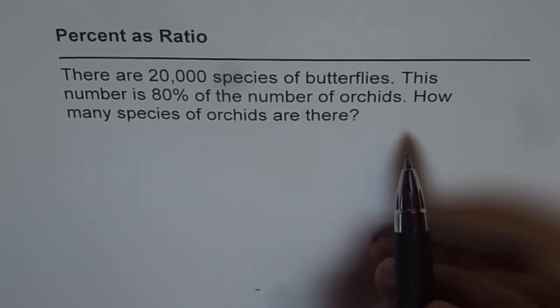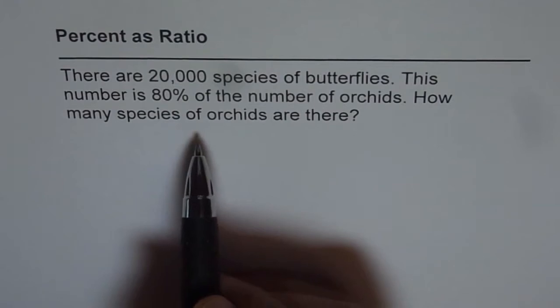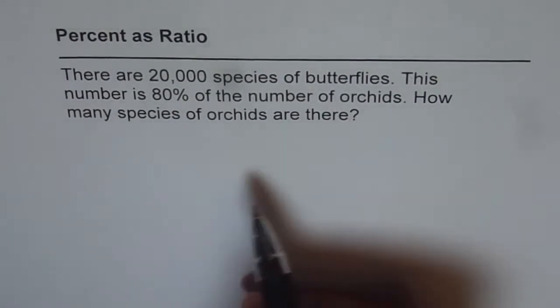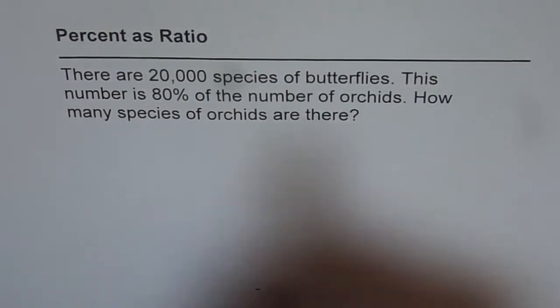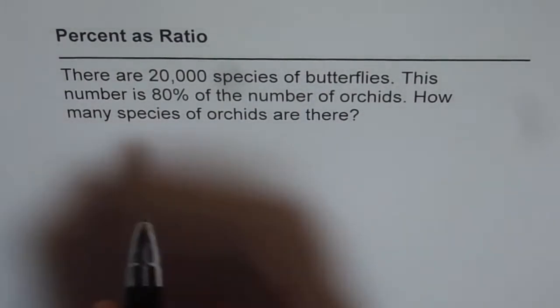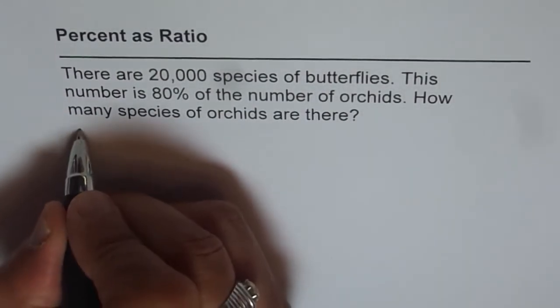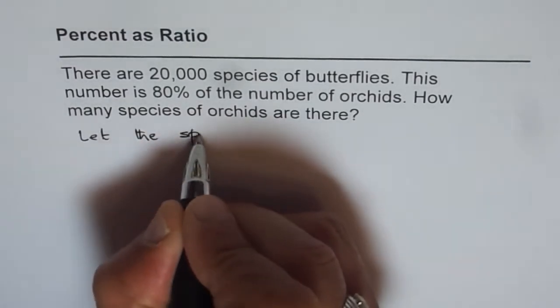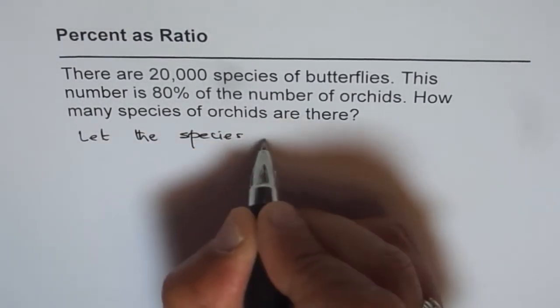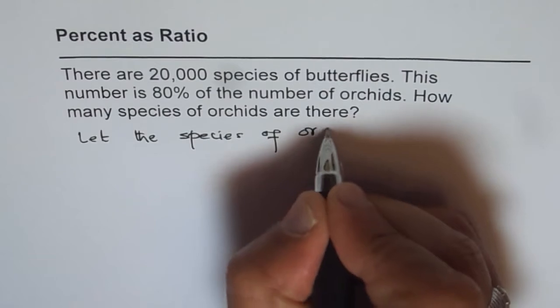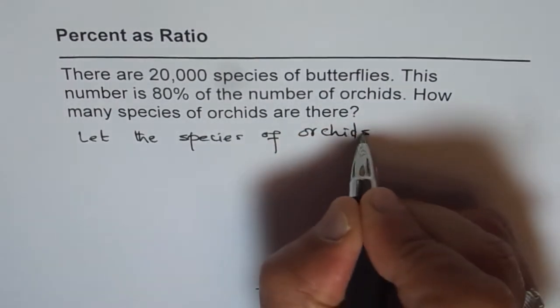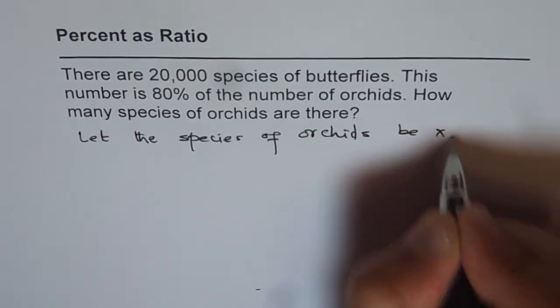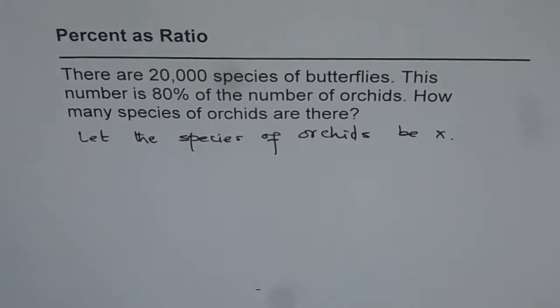Now let's define the variable. It says how many species of orchids are there? We don't know. Let's say X. So let the species of orchids be X. We say let the species of orchids be X. Now that will help us to write down the equation.